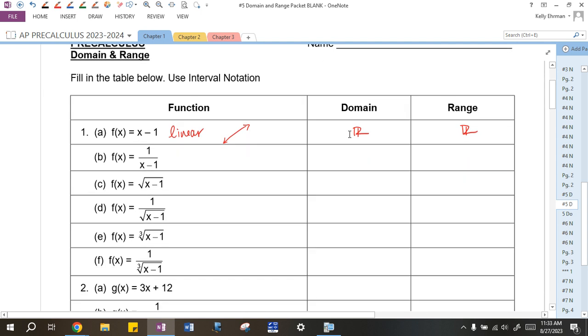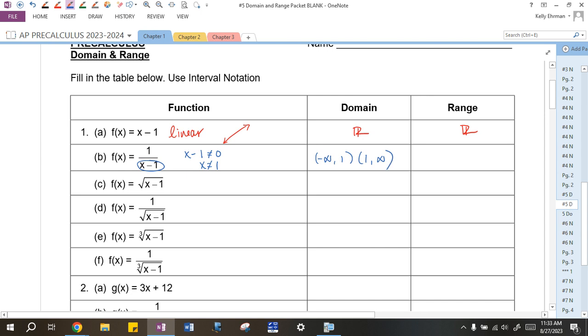When we make it 1 over x minus 1, this is now rational. So remember, x minus 1 cannot equal 0 because we don't want to divide by 0. So x can't equal 1. In interval notation, that's negative infinity to 1 and 1 to infinity.